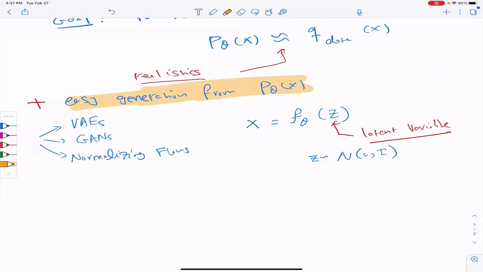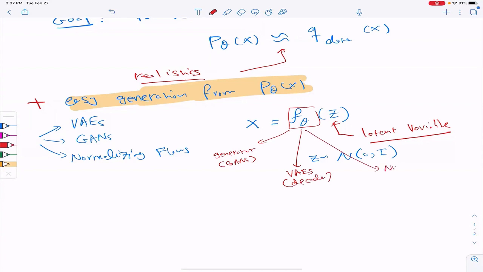That's your generator in the case of GANs. In the case of VAEs, we call it the decoder. And in the case of normalizing flows, these were flow functions composed on top of each other, or the flow model.